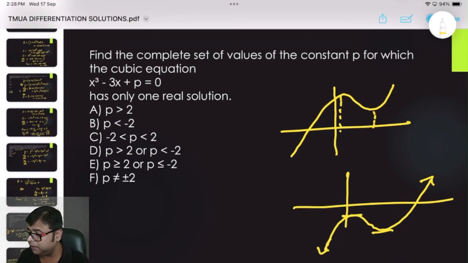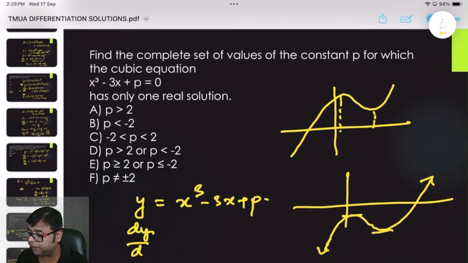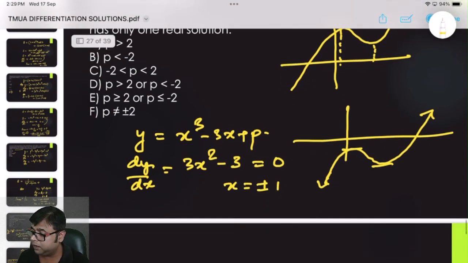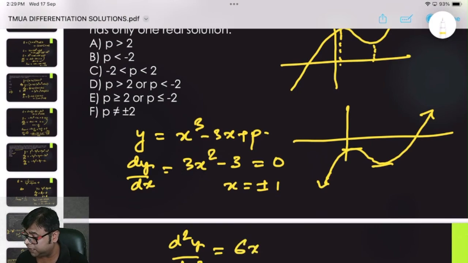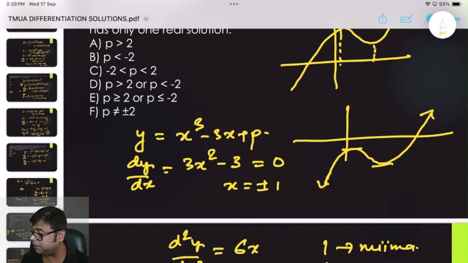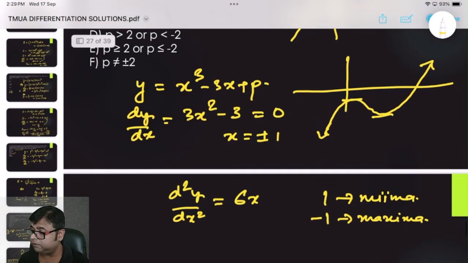So let's understand again. I'll just differentiate. So y is equal to x cube minus 3x plus p. If I find the first derivative dy by dx, I will be getting 3x square minus 3. If I put it equal to 0, I'll get x equal to plus minus 1. If I find the second derivative, it is 6x. If I put 1, it's positive, so 1 is the point of minima. And if I put minus 1, it is negative, so minus 1 is the point of maxima.